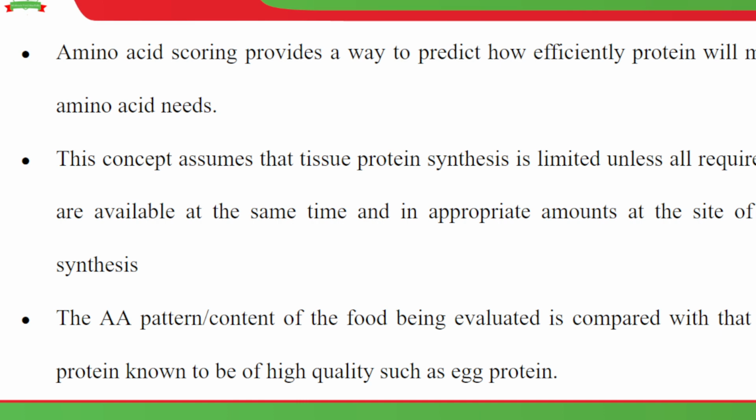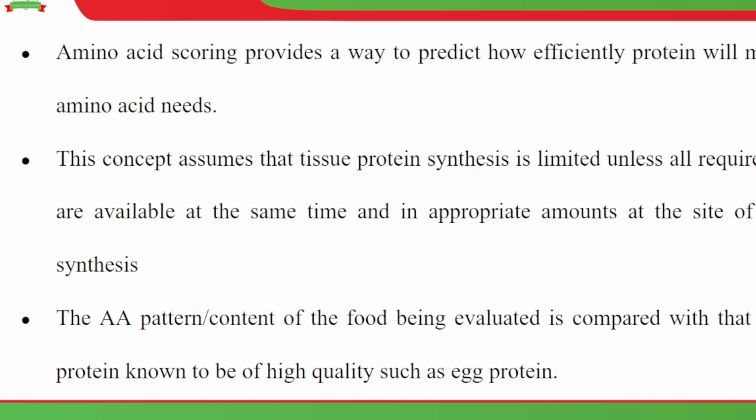So this helps us to predict how efficiently a protein will meet a person's amino acid needs. What amino acids do I need, and can the protein that I'm taking give me them? Look at eggs, can it give me? Look at meat, can it give me? Milk. We look at beans also: can it give me all the amino acids I want if I eat beans for me to synthesize a certain protein? No, obviously. So if it can't, then you score. What is the score? What's the percentage? That's what we call the amino acid score.